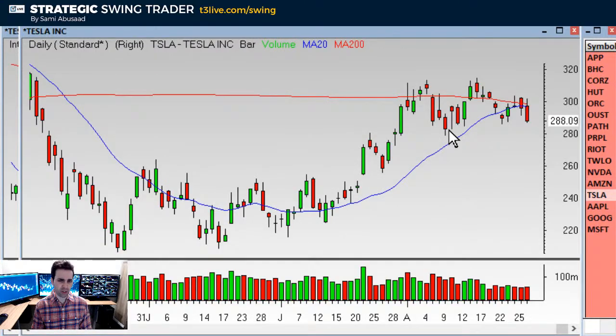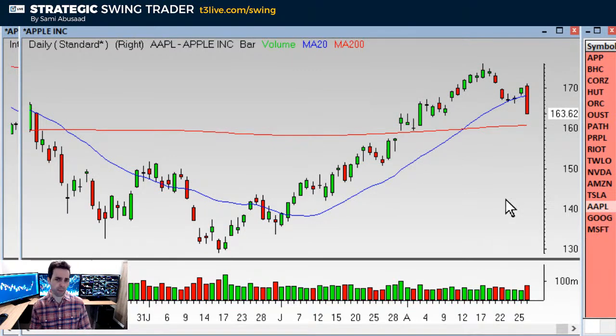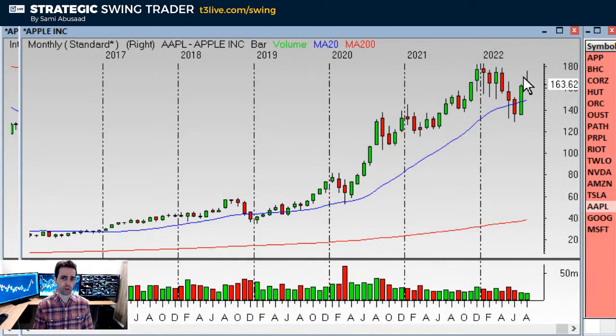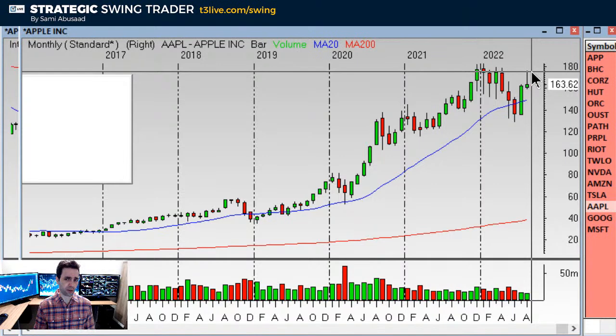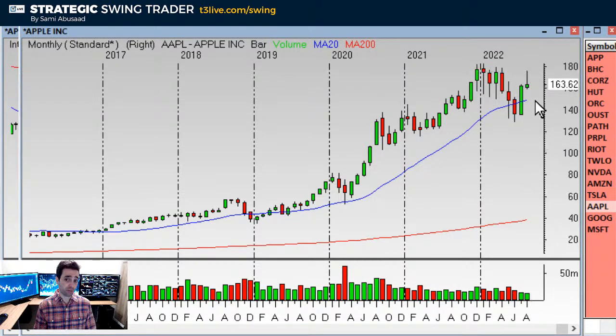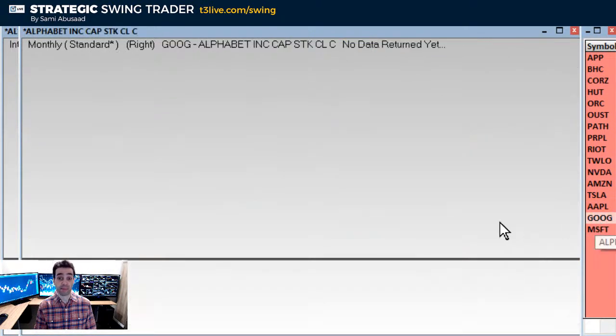Tesla also not as good. It's got support, but they will all fall or all rally. And Apple, too much support. Apple is actually a triple top on the monthly chart, or double top, whatever you want to call it. So this buy setup is probably going to end up failing.